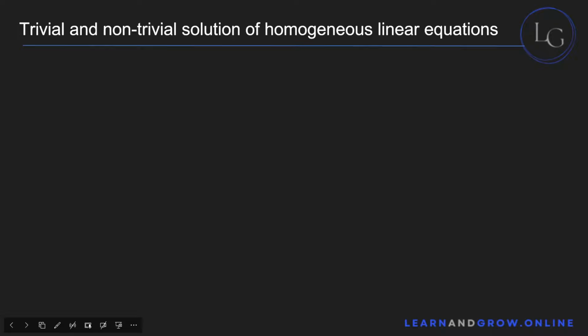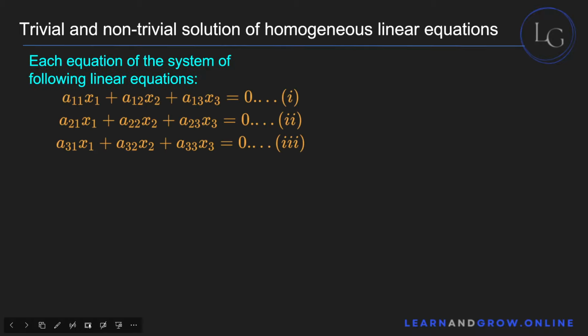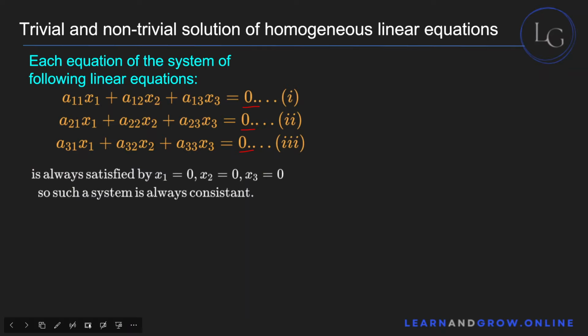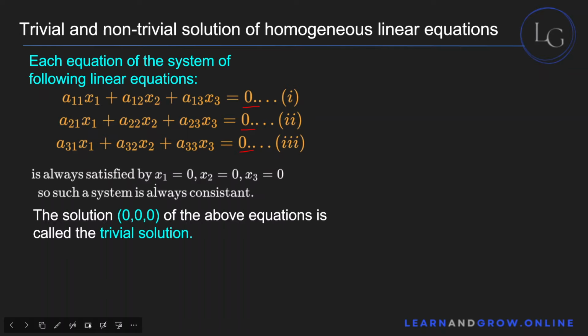Trivial and non-trivial solution of homogeneous linear equations. So remember, homogeneous linear equations are those in which the value of k is 0. So we have these system of linear equations, and first of all, if you put the values of x1, x2, and x3 as 0 in each one of these, they will give 0, and this will be a solution. And the solution 0, 0, 0 is the trivial solution.